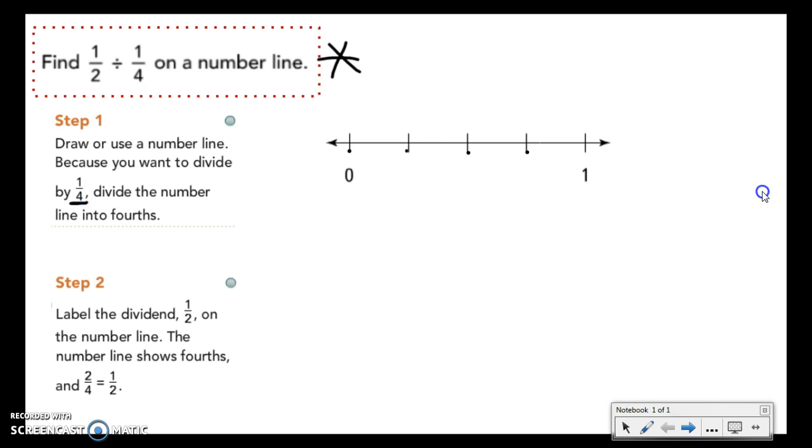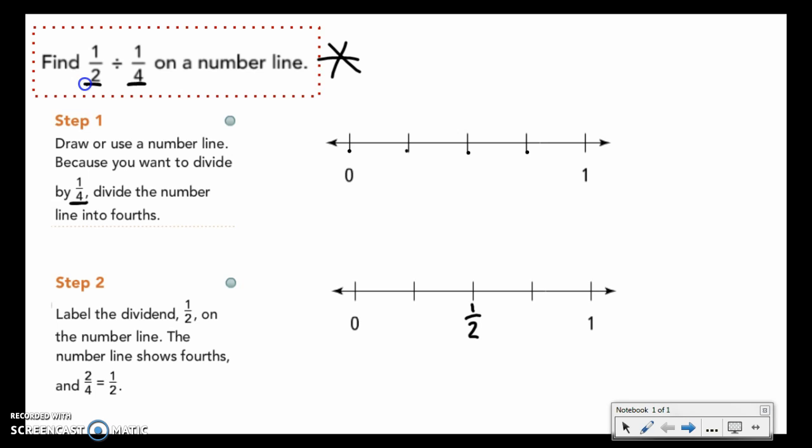Step 2. Label the dividend 1/2 on the number line. The number line shows fourths, and 2/4 equals 1/2. So we know that we're doing 1/2 divided by 1/4. Well, half of the number line is about right here. So y'all see that it's halfway between 0 and 1. Okay? So great, we labeled the dividend 1/2 on the number line.